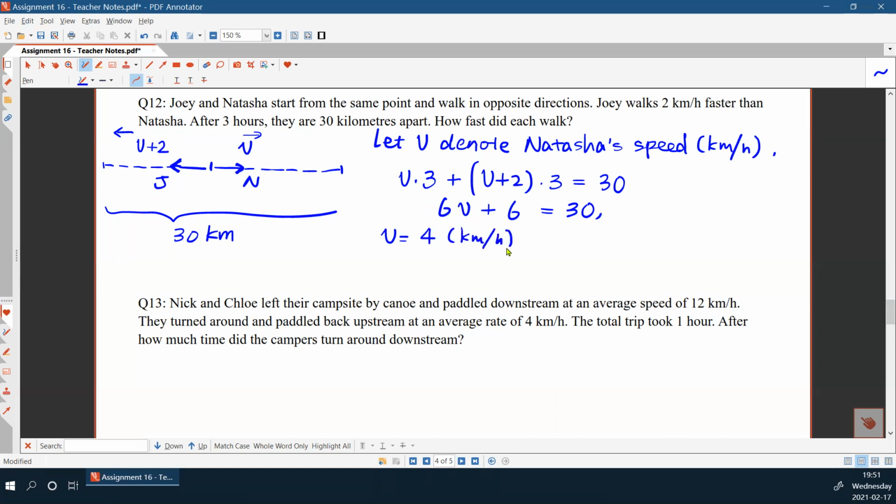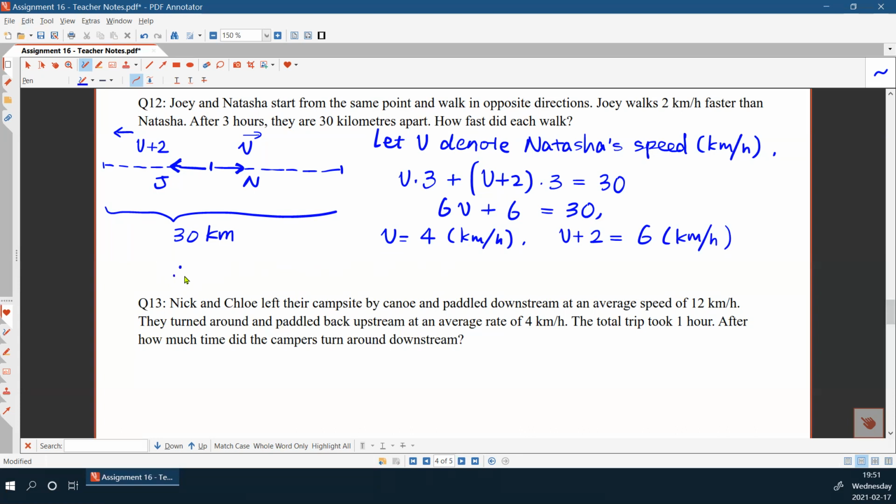kilometers per hour, right? So what is v? v is Natasha's speed. So we know Natasha travels at 4 kilometers per hour. How about Joey? Joey traveled at v plus 2, which is 6 kilometers per hour. Okay, so these are their speeds.